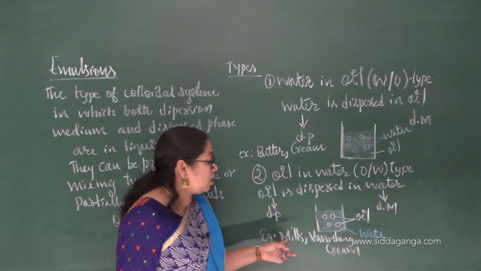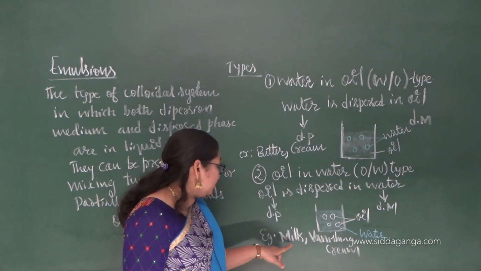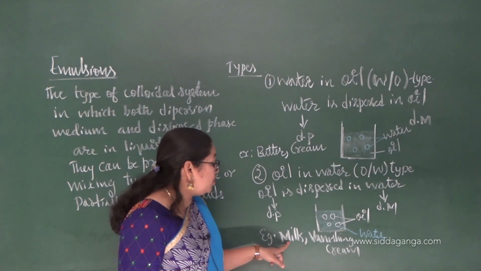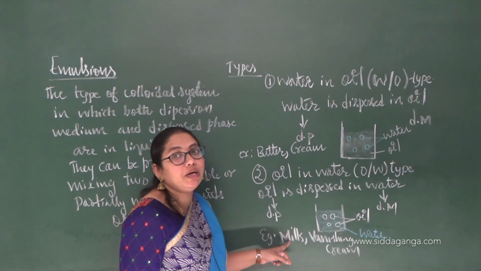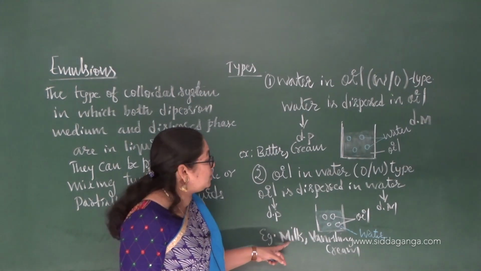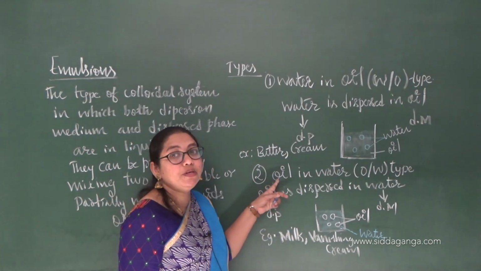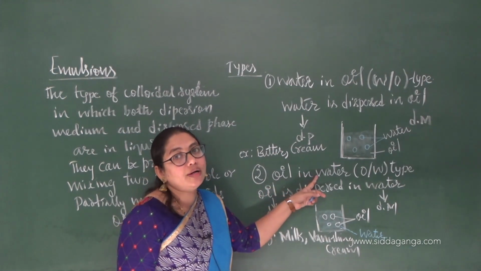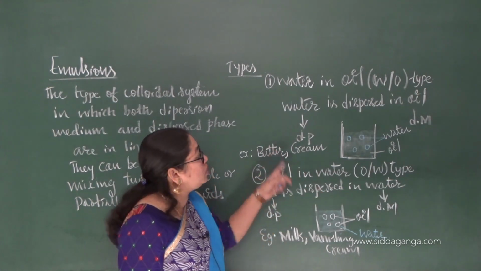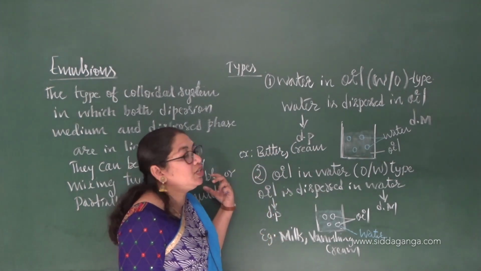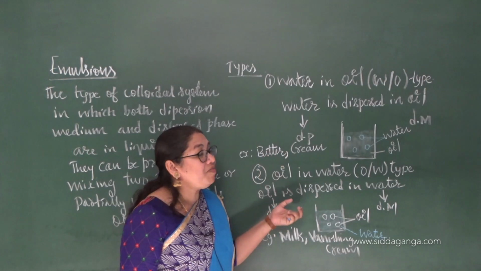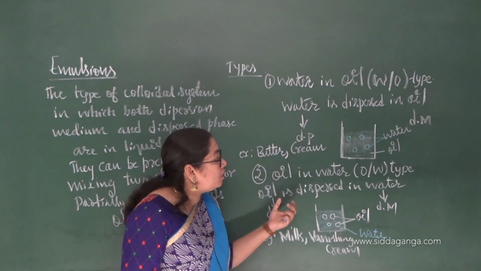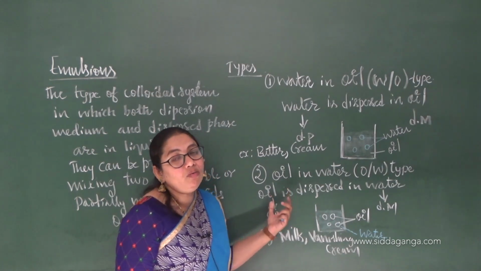In some year the question has been asked, which is the dispersed phase and dispersion medium in case of milk. In case of milk, oil is the dispersed phase and water is the dispersion medium. That's how you have to write. Okay, so this is all about the definition of emulsion and the types of emulsion, which are of two types: one is water in oil type, and the other is oil in water type.